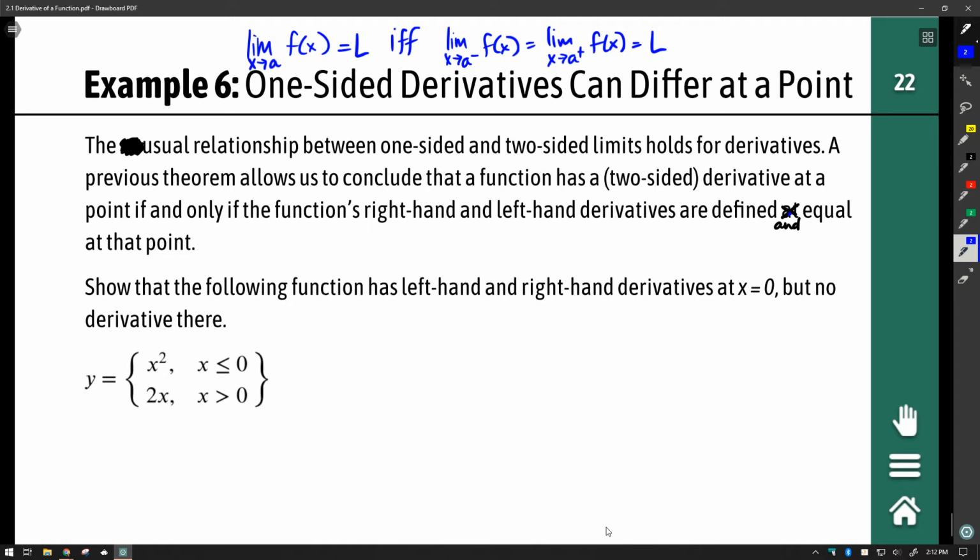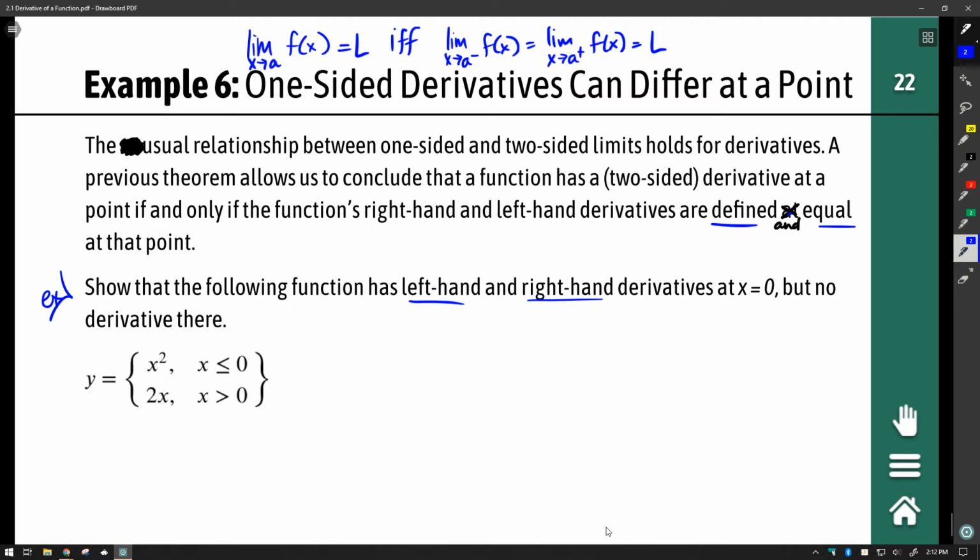Well, that limit statement also holds true for derivatives. So it allows us to conclude that a function has a two-sided derivative at a point if and only if the function's right-hand and left-hand derivatives are both defined and equal at that point. So here's an example emphasizing this. Show that the following function has a left-hand and a right-hand derivative, so it has both left and right derivatives at x equals 0, but no derivative there, which means it's not differentiable two-sided at x equals 0.